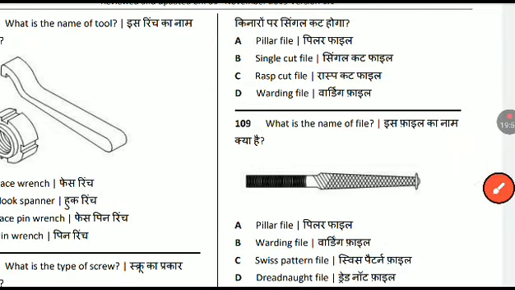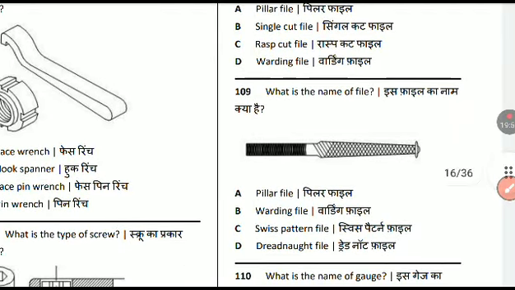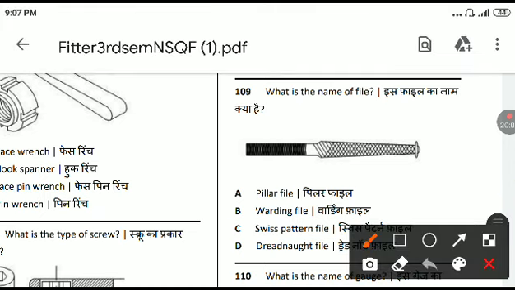What is the name of file? Option A, pillar file. Option B, warding file. Option C, Swiss pattern file. Option D, dead smooth file. Swiss pattern file. Option C, Swiss pattern file.